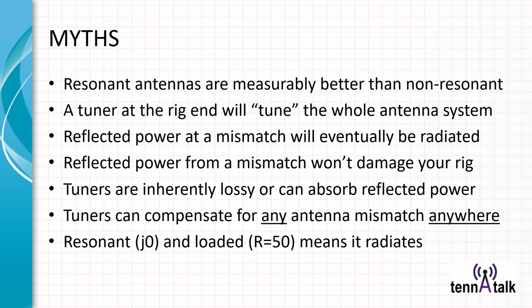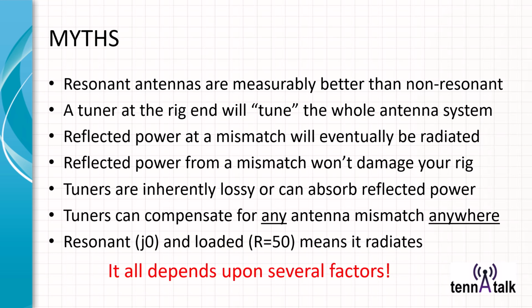And a resonant antenna that's properly loaded means it radiates. Well, a dummy load is resonant and has a 50 ohm load, but it doesn't radiate very well. So you need a wire. You need some electrons up and down the wire, up in the air, to radiate that electromagnetic radiation, and have some radiation resistance. So it all depends on several factors.